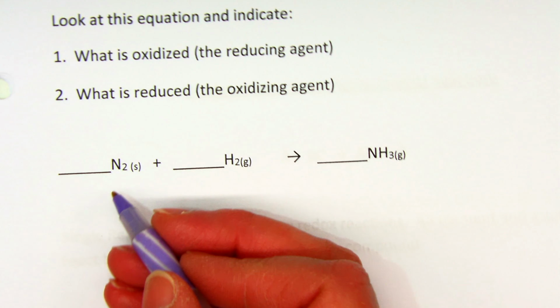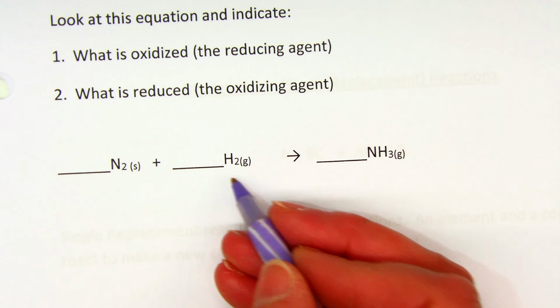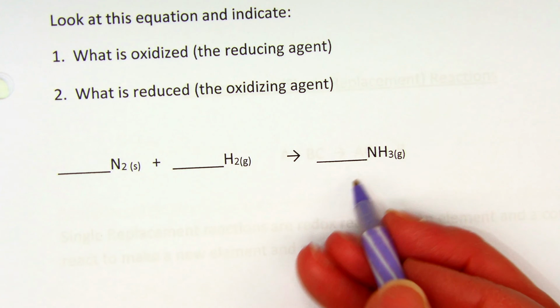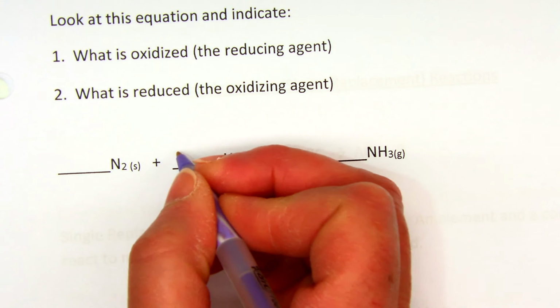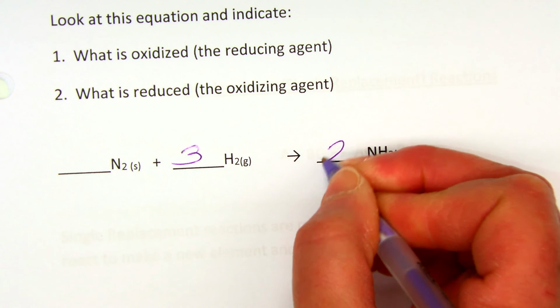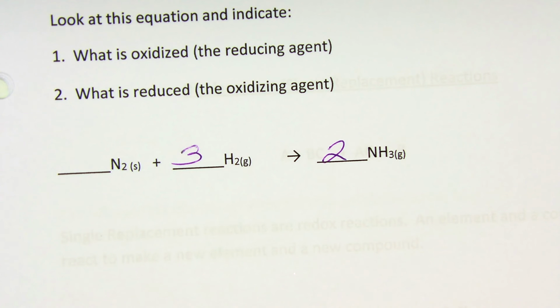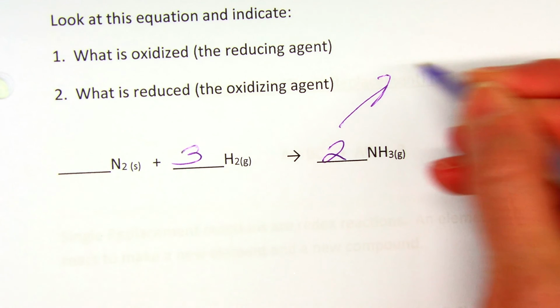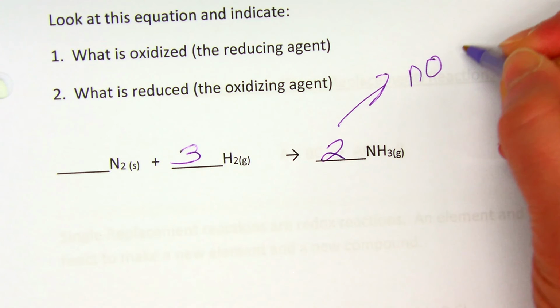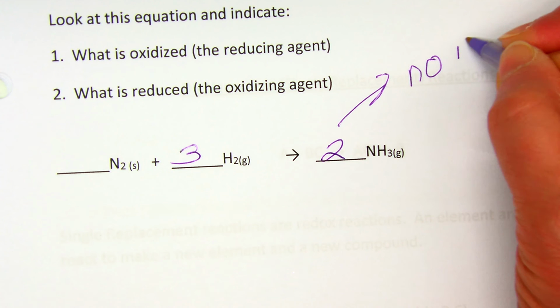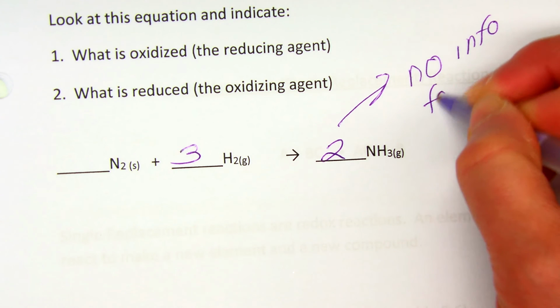So I have nitrogen gas plus hydrogen gas combining to make ammonia. Like always, the first thing we do is balance the equation. We do that with a 3 here and a 2 here to make 1 nitrogen, 3 hydrogens makes 2 ammonia. These coefficients do not get involved in assigning oxidation numbers, okay? So no information here for oxidation numbers.